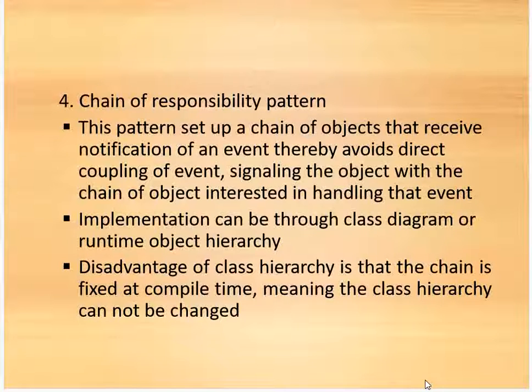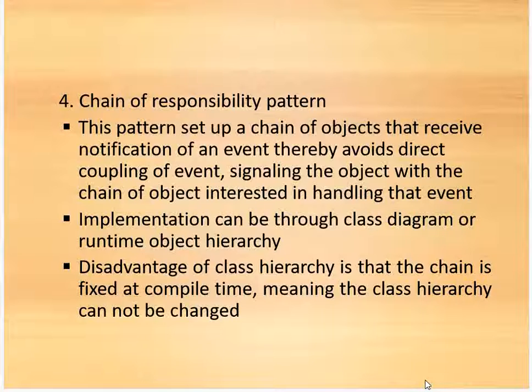The fourth one is the chain of responsibility pattern. From the name of this pattern we can understand it consists of a chain of objects. This chain of objects can receive the notification of an event, and through this they can avoid direct coupling of the event, again signaling the object within the chain of objects interested in handling that particular event.